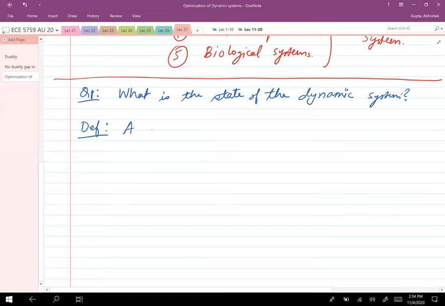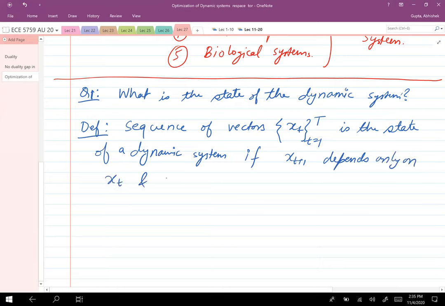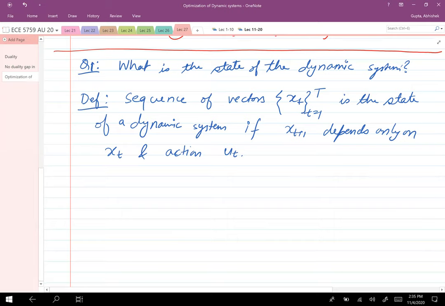So a variable, a vector, x_t, well, let me call it a sequence of vectors, x_t, t equals 1 to capital T, is the state of a dynamic system if x_{t+1} depends only on x_t and action u_t. Oh, I haven't defined the action yet. Well, let me define what the action is.